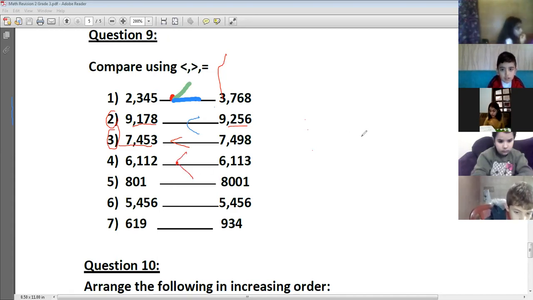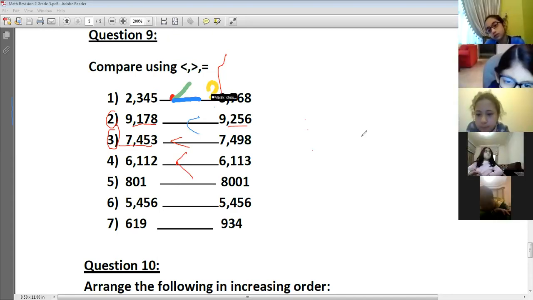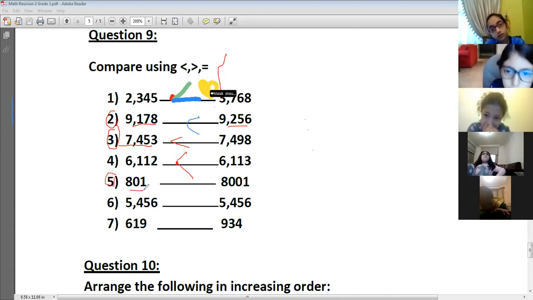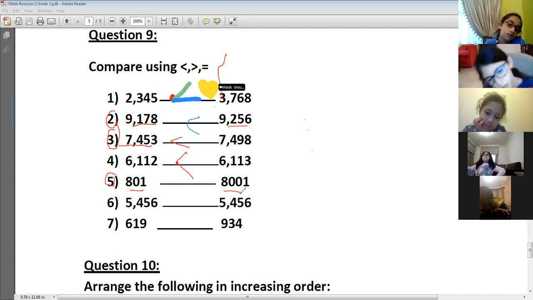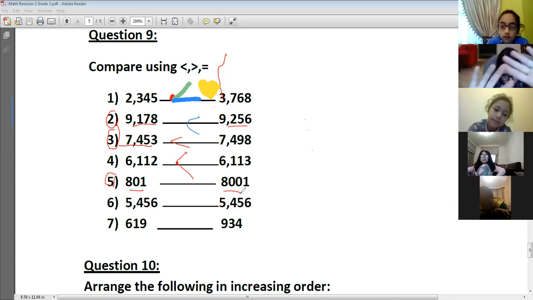Excellent, Samir. Yalla, Sally Yasin. Number five, we have 801 and 1001. Compare using less than, more than, or equal. Yalla. Can you write on the screen? No, I can't. Okay, I will write.